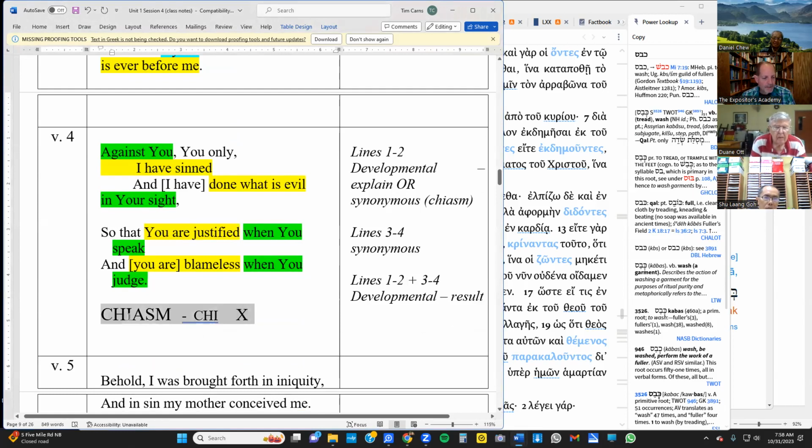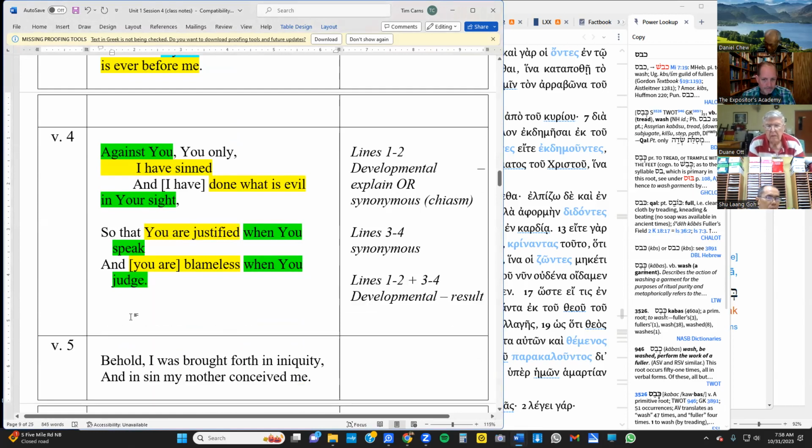All right. Now, any questions or anything at this point? Hopefully this is making sense. Looks like we lost Pastor Philip. Wonder if his power went out.